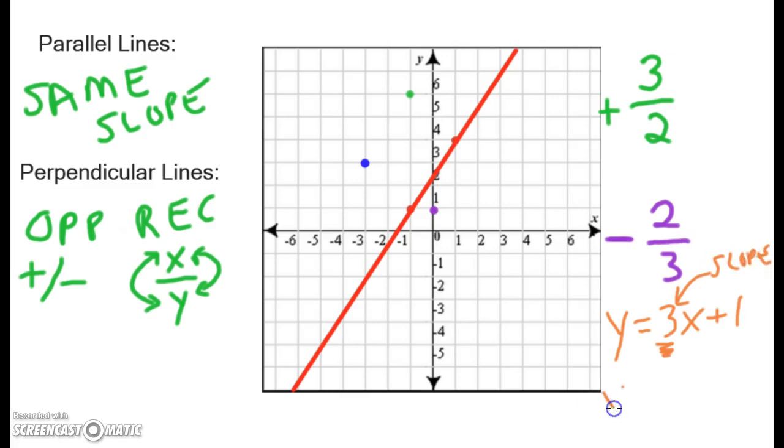If I had the equation y equals 4/7 x minus 5, this 4/7 is the slope. So when you're looking at the equations of lines, you're always looking at what's in front of x, the coefficient of x, to find the slope.